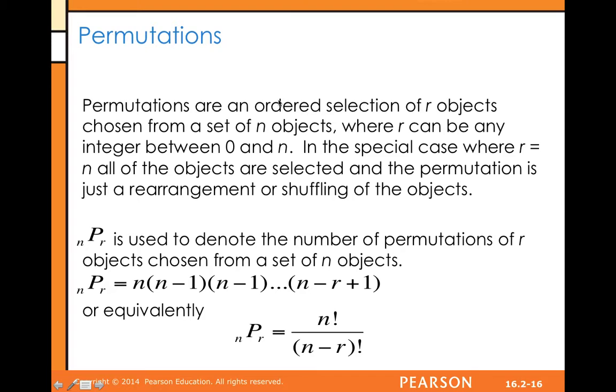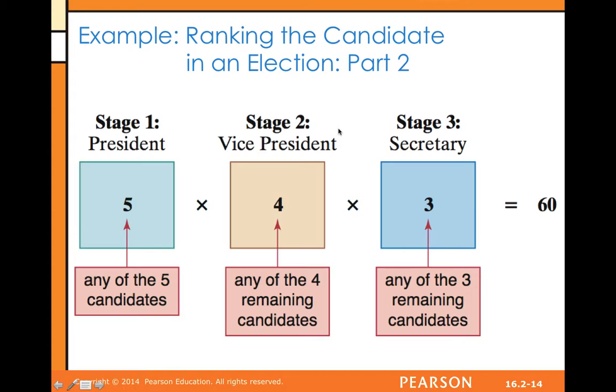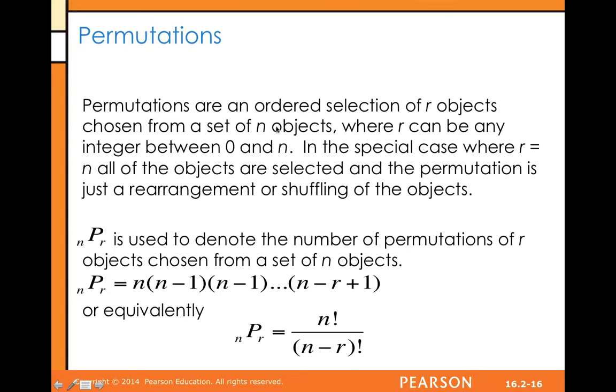Permutations are an ordered selection of R objects chosen from a set of N objects, where R can be any number between 0 and N. What does that mean? Imagine you are trying to count something much like this, where you have an ordered list of things. Here we had president, vice president, secretary, and the order in which we wrote those names mattered. That's very much like what's happening here. You have N things. You want to choose R of those things, and the order in which you choose those R things makes a difference.